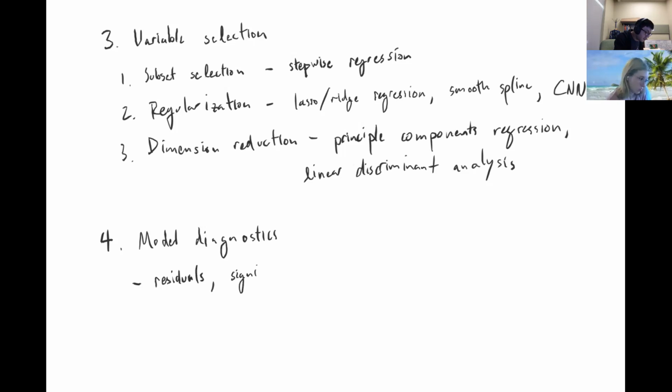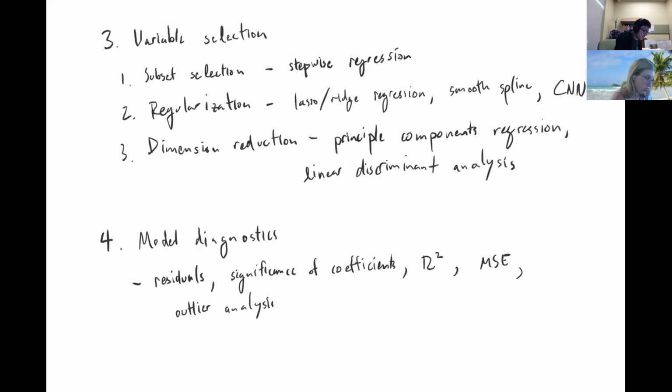So significance of coefficients, things like R squared, mean squared error is one that we have continuously relied upon, particularly in some of the predictive models. There's also the outlier analysis. So this is things like leverage, Cook's distance.